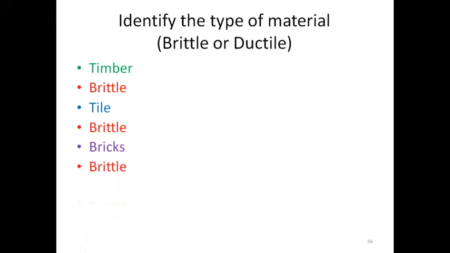So bricks is a brittle material. Okay, that is again the correct answer. Next, chalk. Brittle. Chalk is a brittle material.